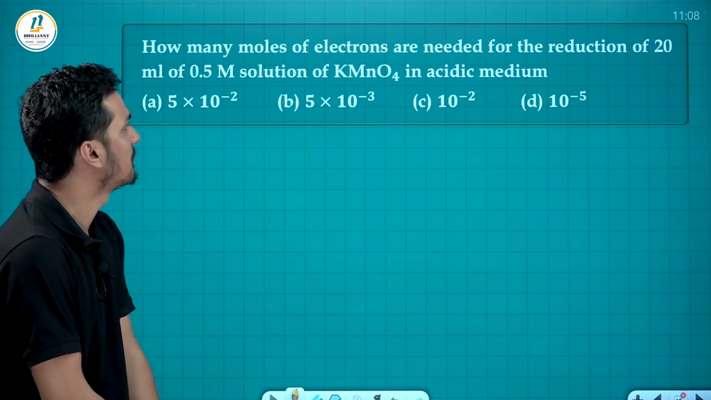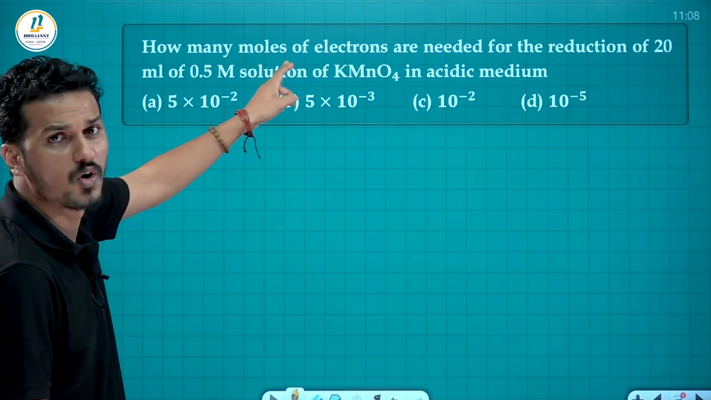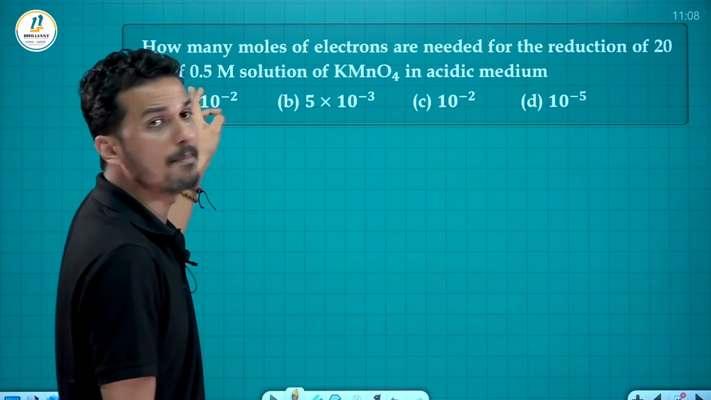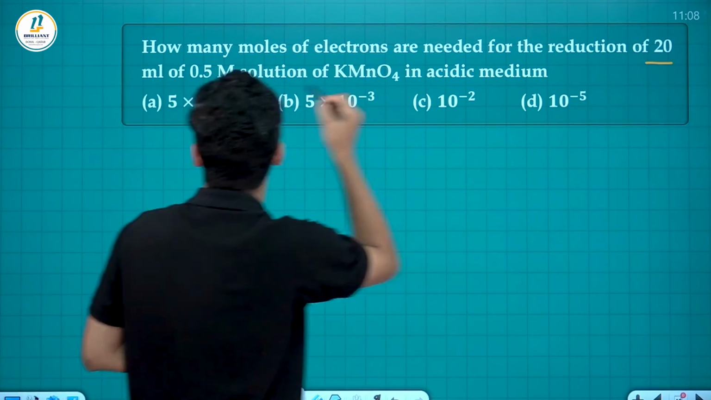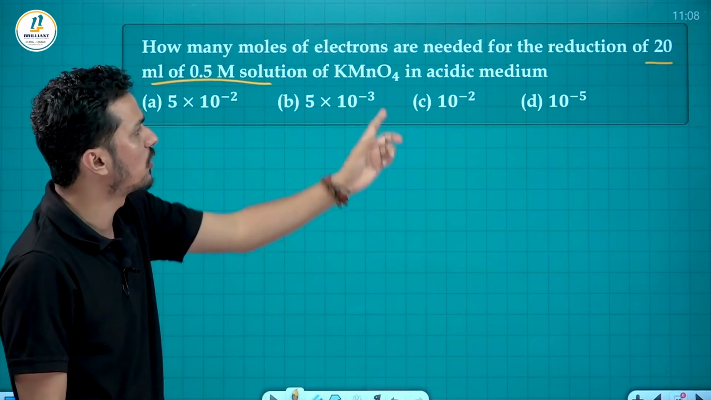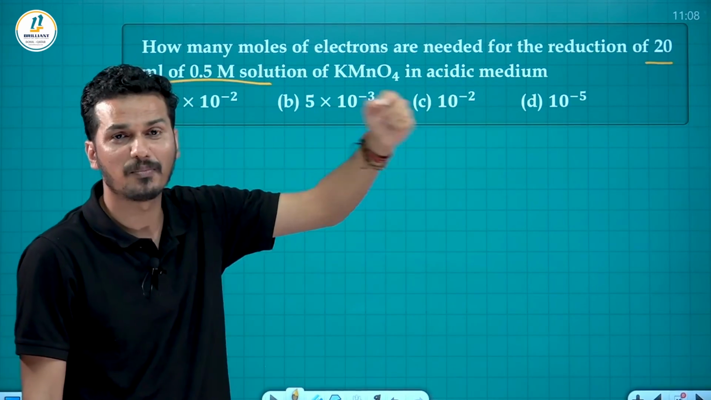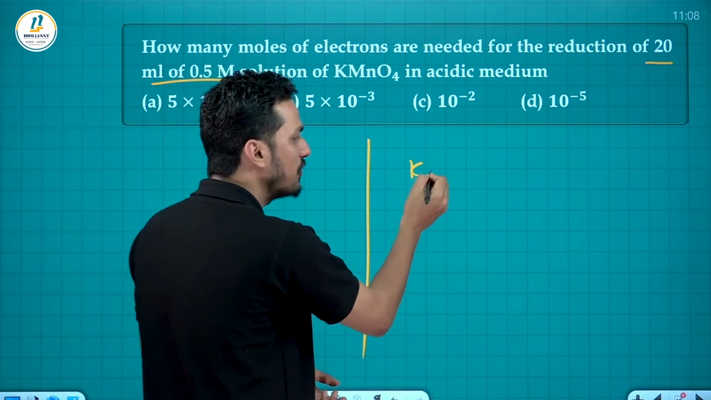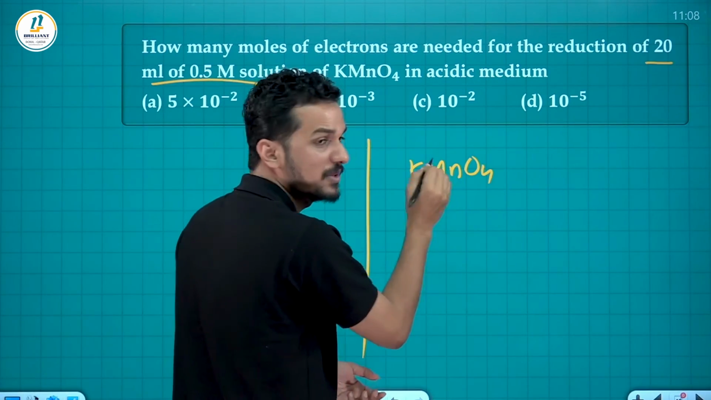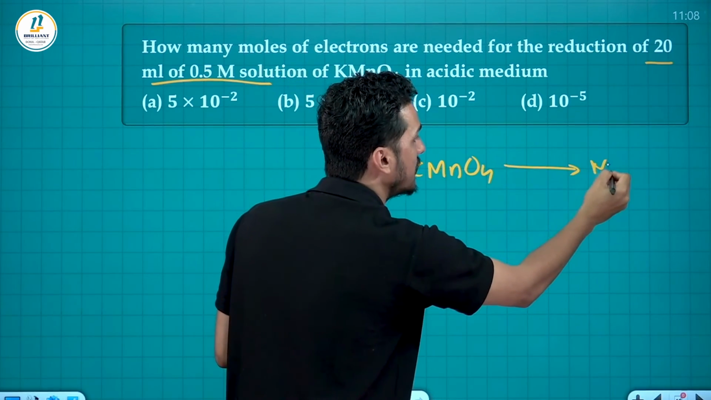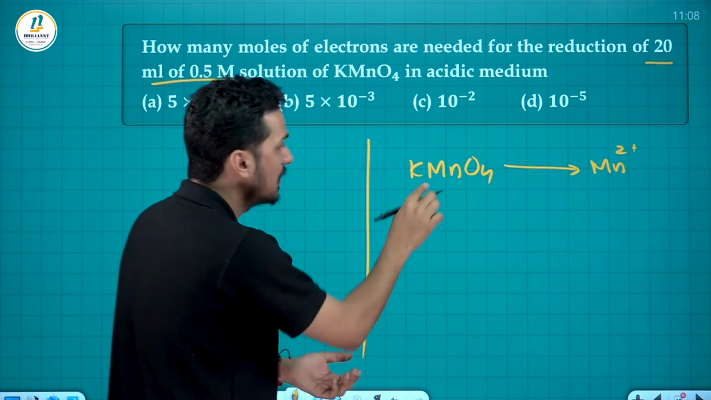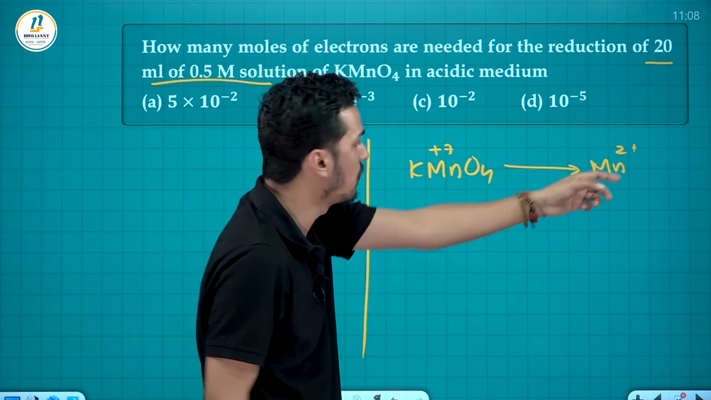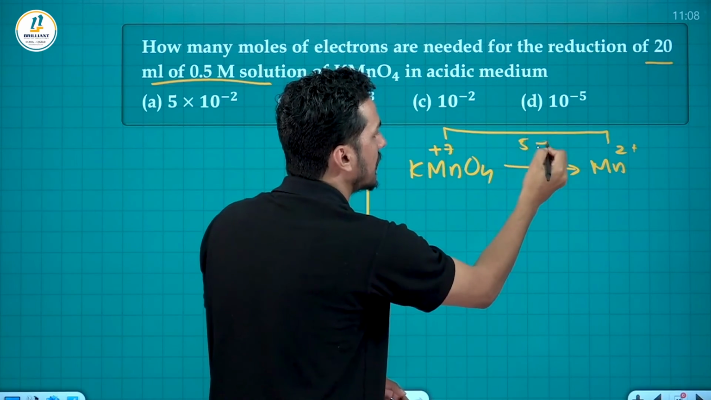This is the next question. How many moles of electrons are needed for the reduction of 20 ml of 0.5 molar solution of KMnO4 in acidic medium? We must remember, in acidic medium, MnO4 minus usually becomes Mn2 plus. The oxidation state of manganese is plus 7, which becomes 2 plus, so 5 electrons are participating.